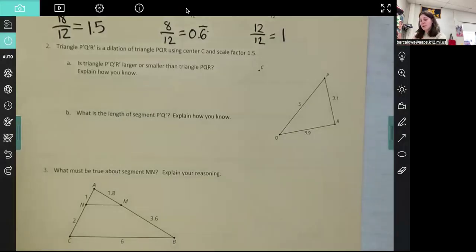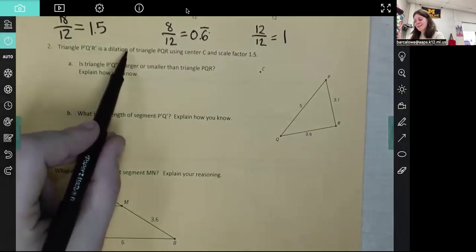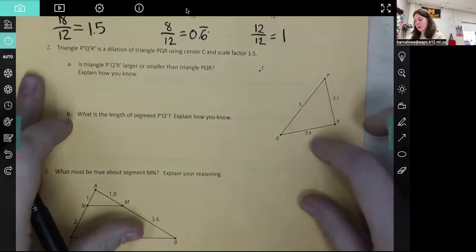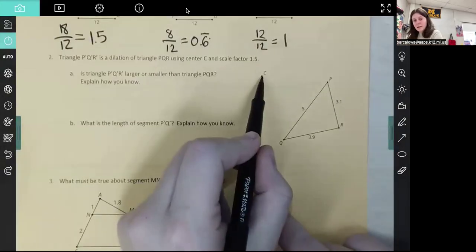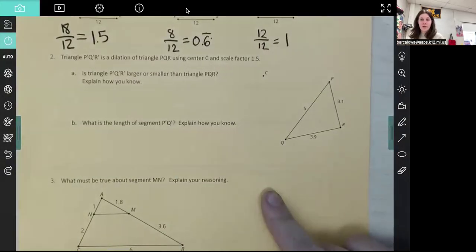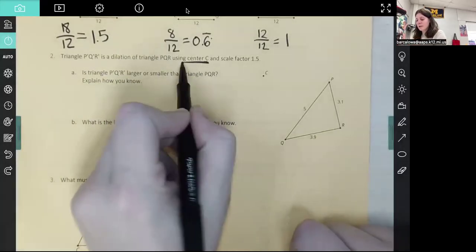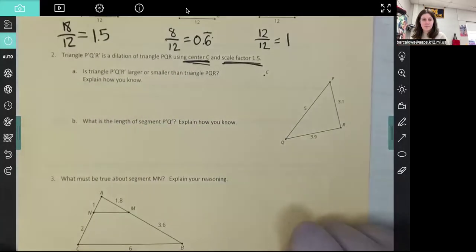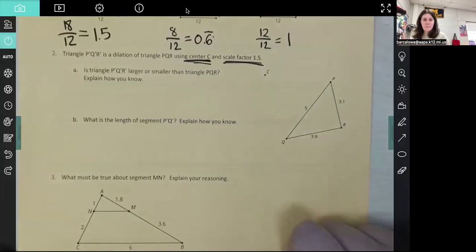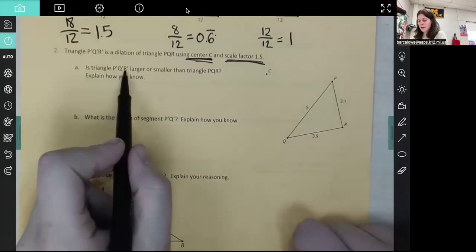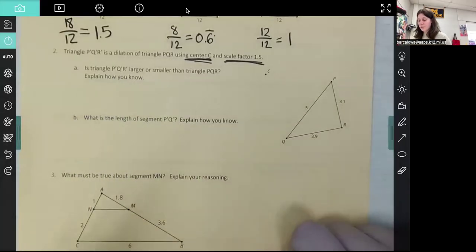All right, triangle P prime, Q prime, R prime is a dilation of triangle PQR using center C and scale factor 1.5. Every time you dilate, you need those two pieces of information. You need the center and the scale factor. Okay? Is triangle P prime, Q prime, R prime larger or smaller than triangle PQR?